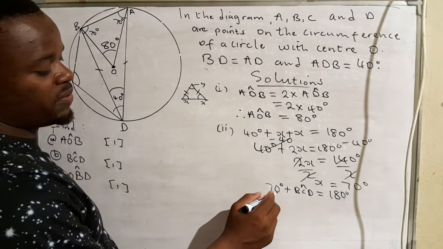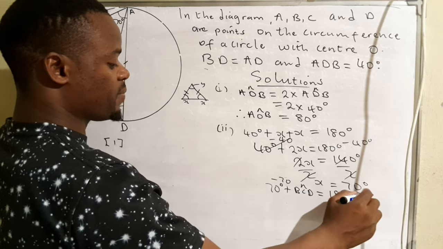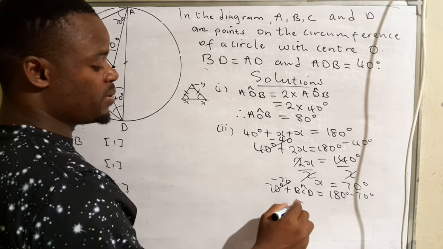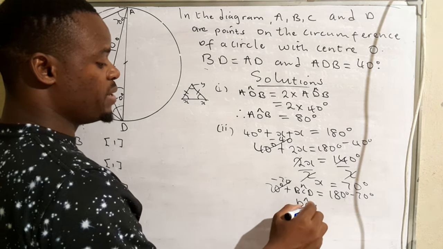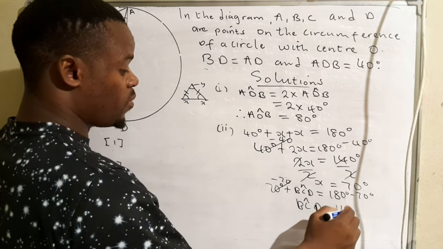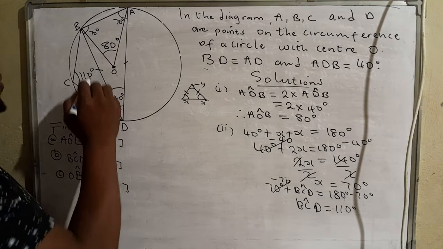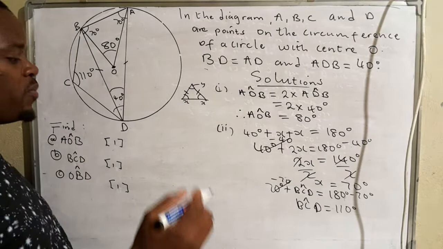So we need to get rid of this 70: minus 70, minus 70 on that side. This will give us a 0. Then angle BCD is equal to 110 degrees. So this angle here is 110 degrees. Let's move on to the third one.